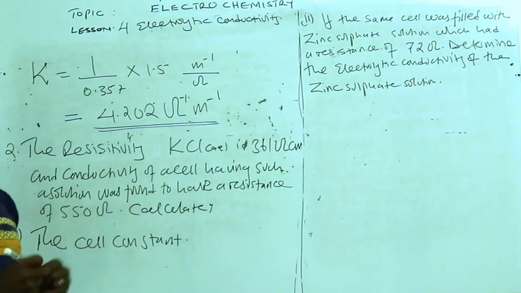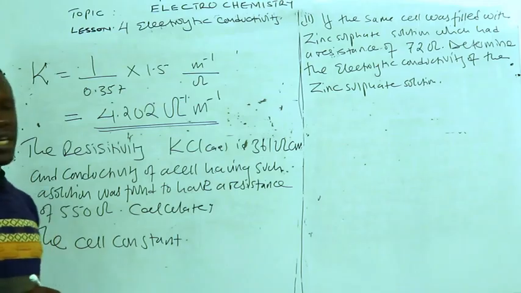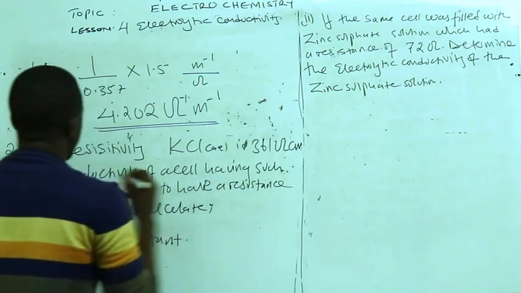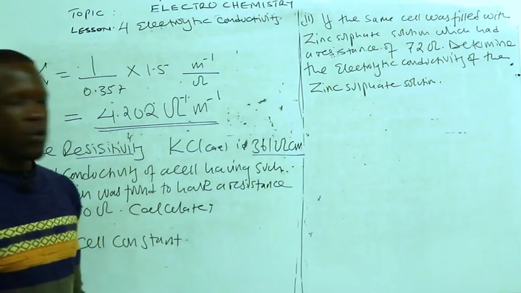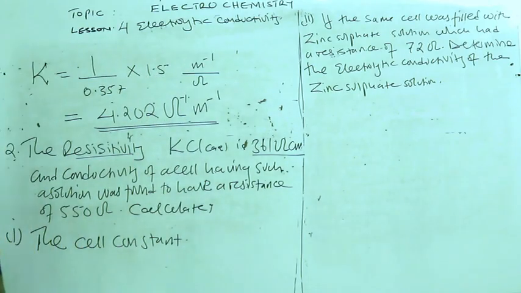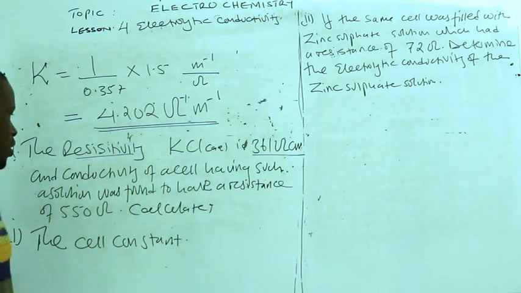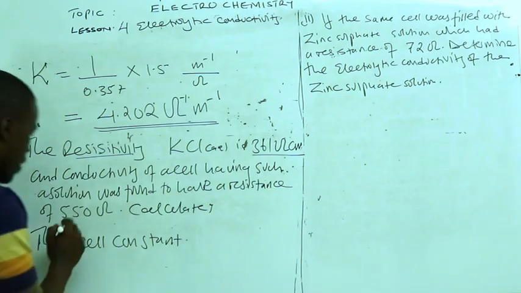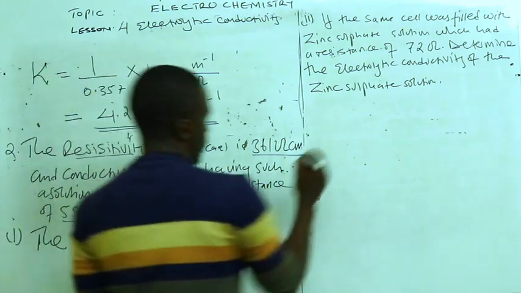So we have such a question building up quite a story. We are beginning with a cell having potassium chloride solution, and its resistivity was measured to be 361 ohm centimeters. The cell having such a solution was found to have a resistance of 550. Can you calculate the cell constant? So let's look at the solution.